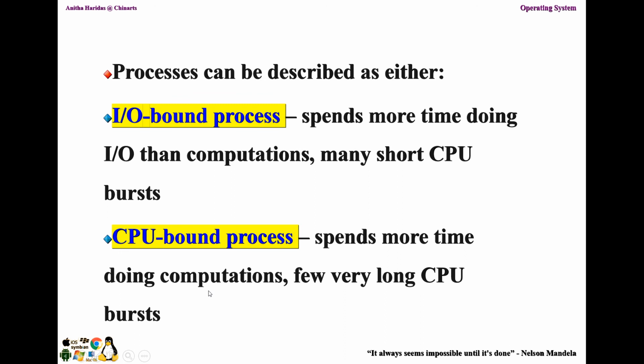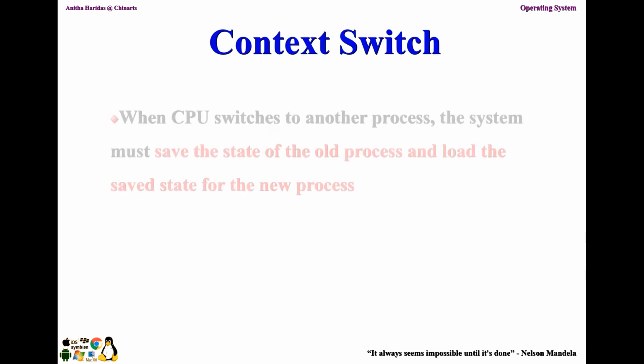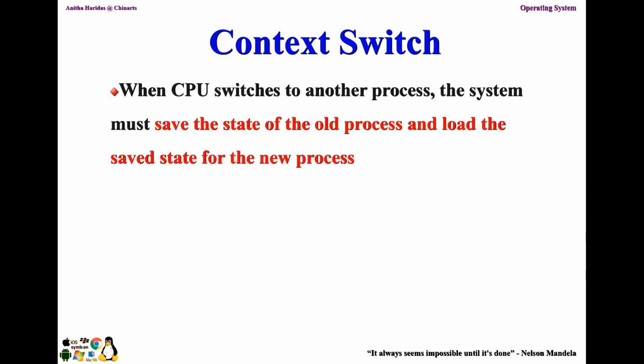So based on this, if there are many input output bound processes, the CPU will be idle most of the time. Whereas if you have lots of CPU bound processes, then obviously the CPU will be utilized to the maximum. But you have to see that the CPU bound processes and the input output processes are balanced in such a way that CPU utilization is maximized. For which we do lots of context switching.